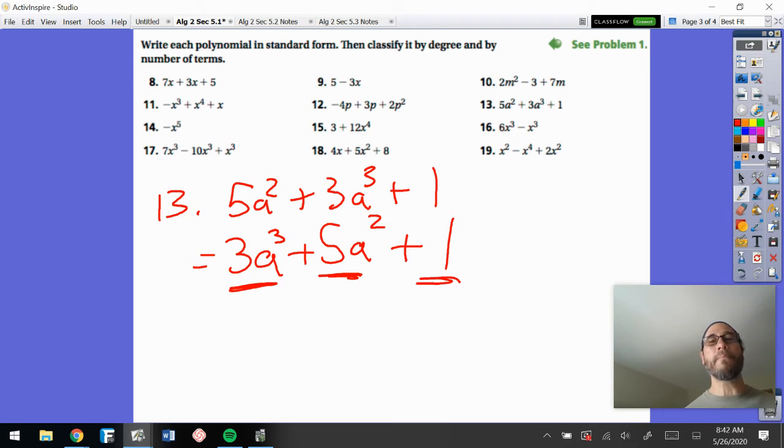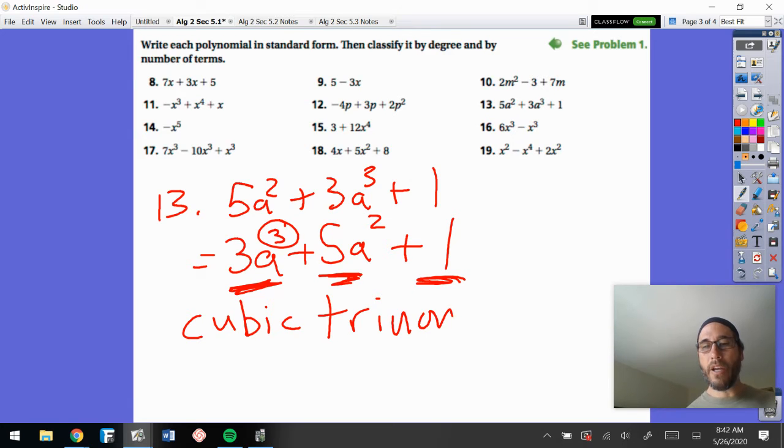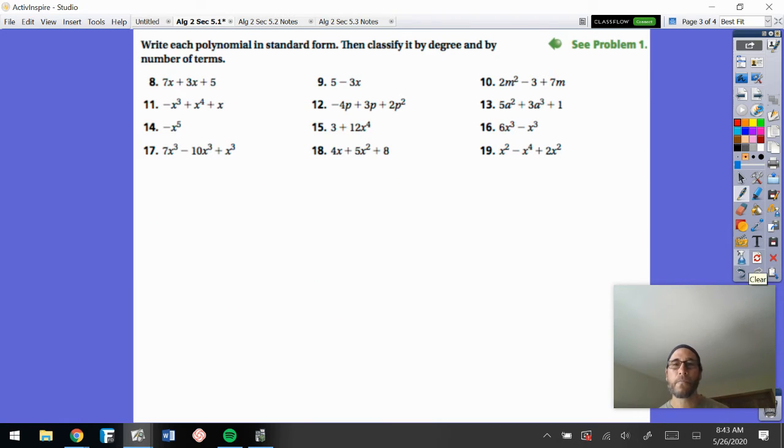But we first name it by its degree, and its highest degree is right there, 3. What do we call 3? If you remember from the previous page, we call that a cubic. And then we have 1, 2, 3 terms. Three terms would be what we call a trinomial. So that's what we call a cubic trinomial. Okay, guys? Let's see, where else can we get a little bit tougher?